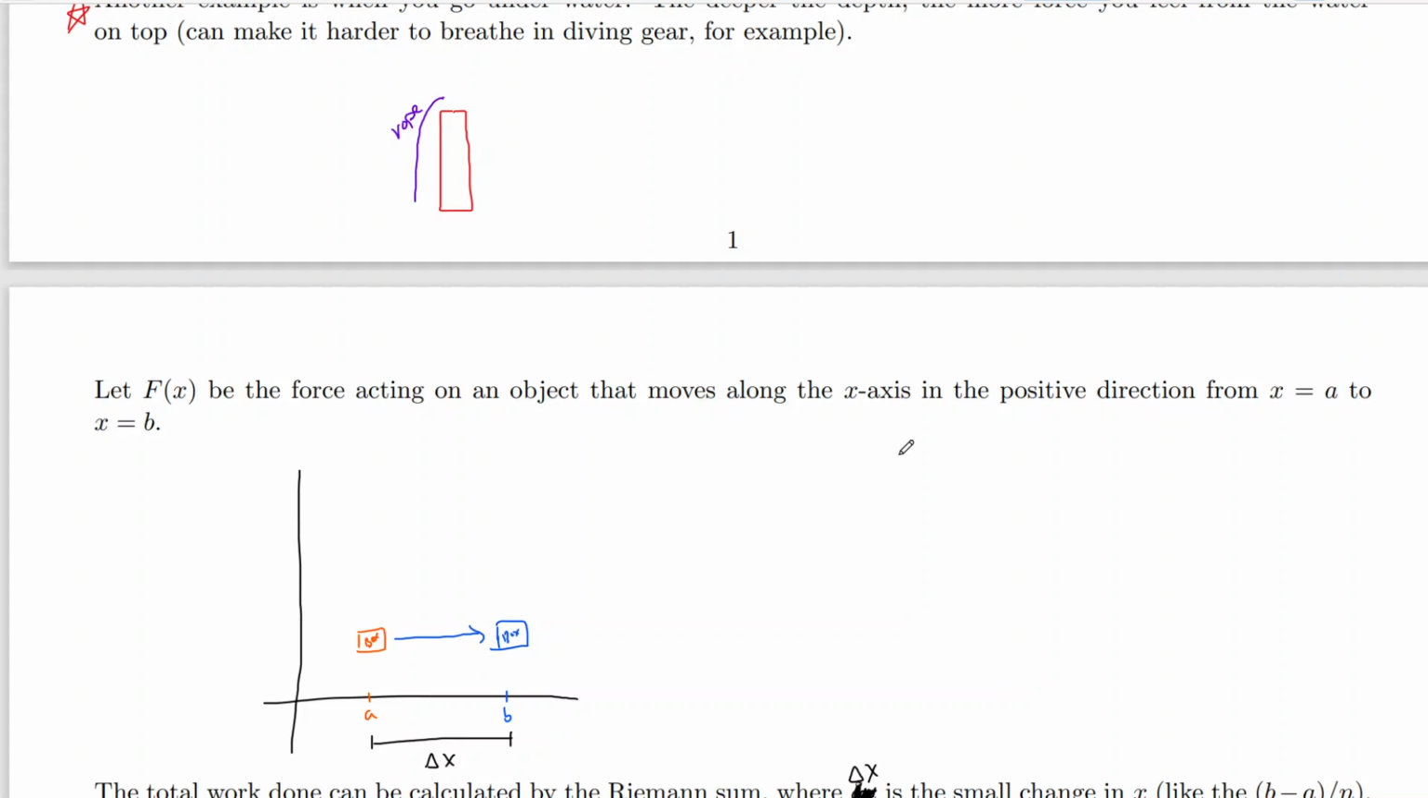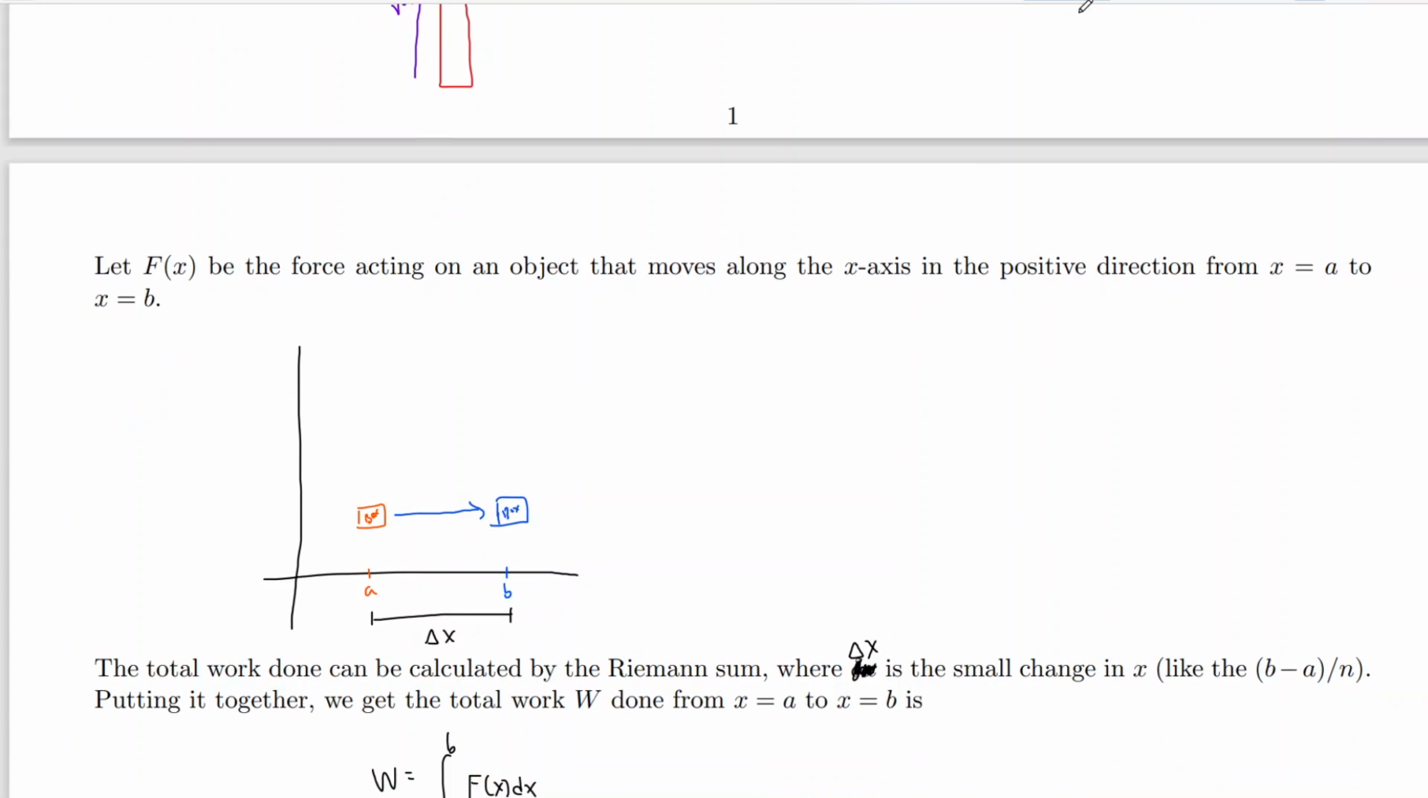Now, just to quickly derive the formula, if we pretend that f of x is the force acting on an object that moves along the x-axis in the positive direction from x equals a to x equals b.